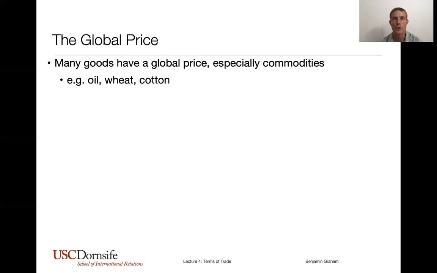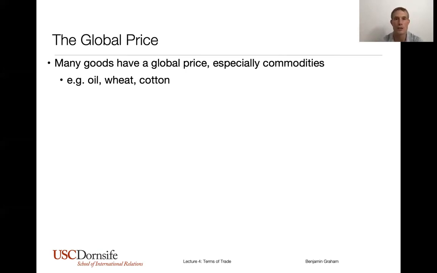Okay, so we want to get at who's going to capture these gains from trade. Obviously there are more than 2 countries in the world, and we've got a lot of products. It's easiest to talk about this with commodities that have a global price, where a barrel of oil is a barrel of oil, or at least a barrel of light Texas sweet crude is a barrel of light Texas sweet crude. It's graded at different weights and that sort of thing. But same thing, a bushel of wheat is a bushel of wheat.